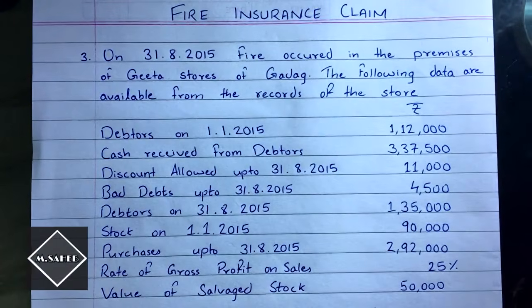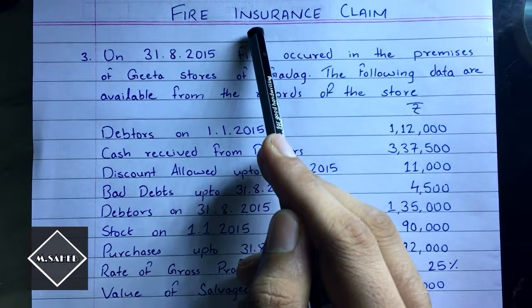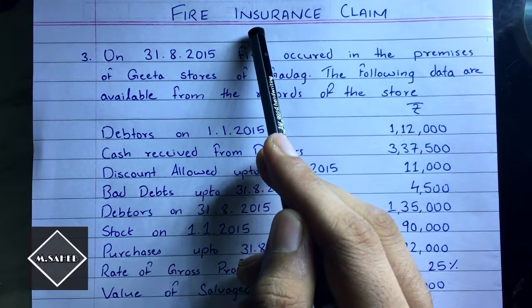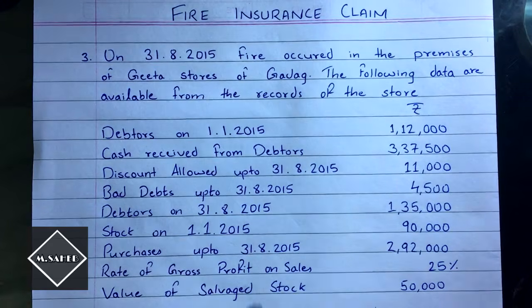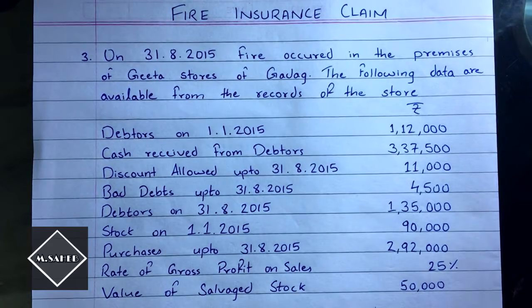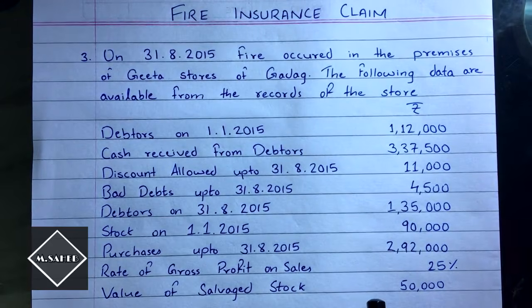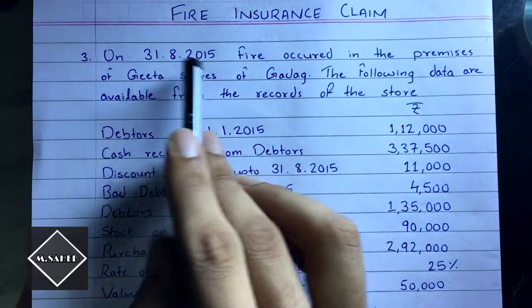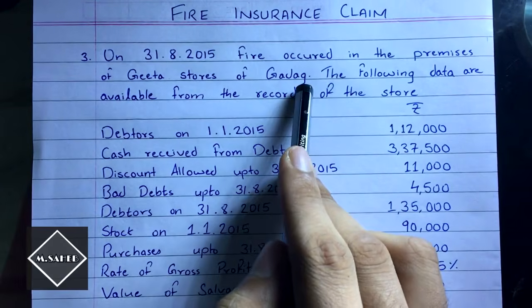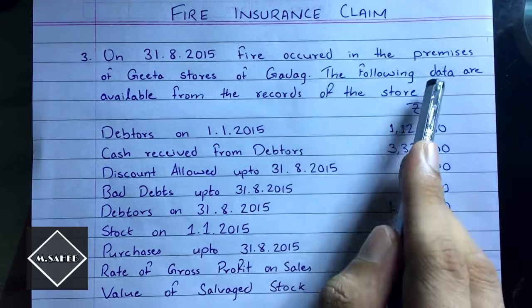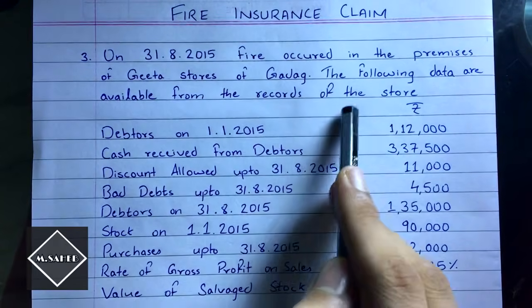Hi guys, in this video I'm going to show you how to solve a fire insurance problem when the sales is not given in the question. Sales is not given anywhere in this question. Here it is said that on 31/8/2015 fire occurred in the premises of Geeta Stores of Gadag. The following data are available from the records of the store.